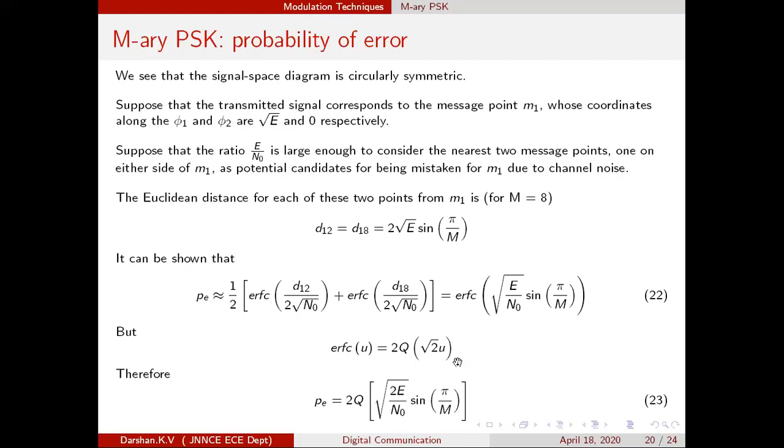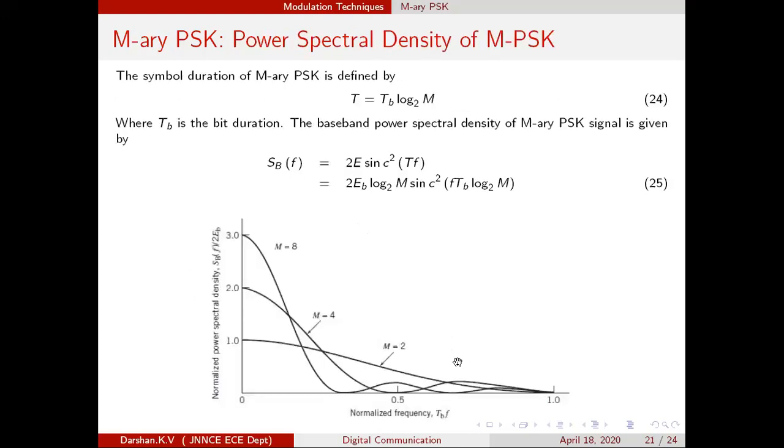Okay. So the next topic is the power spectral density of M-ary PSK. Why do we want to study it? What is the aim of studying this power spectral density? Remember, we have not studied the power spectral density of BPSK and QPSK. The very reason for showing this graph, this particular slide, is the bandwidth utilization of the M-ary PSK modulation technique.